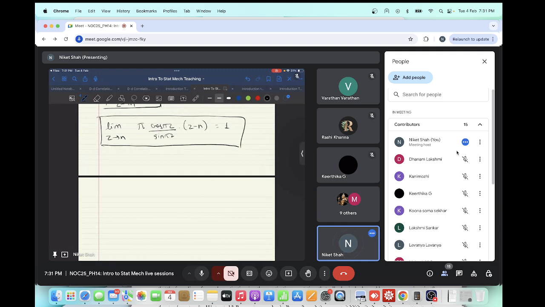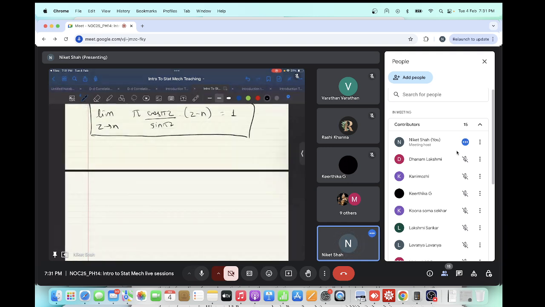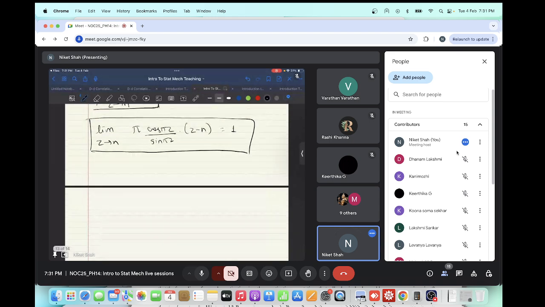Okay, so now next what we will do is, what are the poles of this function, pi cos pi z divided by sine pi z? What are the poles of this function? Poles? The poles of this function are basically z belonging to all the integer values.